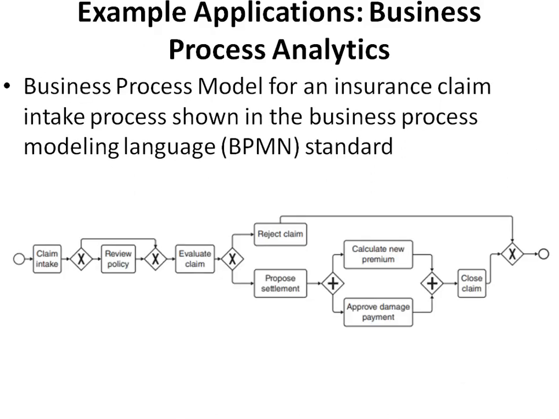Learning about the business process model, here we take as an example the insurance claim intake process. The process can be explained using this diagram: claim intake, review policy, evaluate claim, propose settlement, calculate new premium, approve damage payment, close claim, reject claim. These are some of the phases encountered in the business process model for the insurance claim intake process.